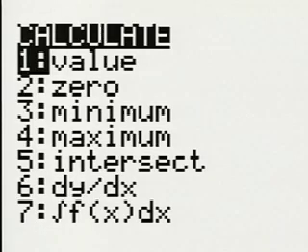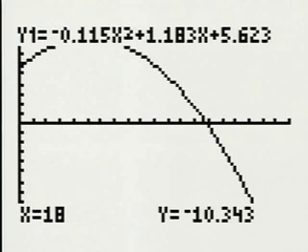Go ahead and graph that again. We can see what's happening with our graph, that it's continuing to go down as time goes on. And we want to find out what the value is in 2010. So we're going to go to our calc menu, and we want the value of the function. So we're going to pick option number 1. In 2010, that corresponds to x equal to 18. So we want to put in x equals 18 and hit enter. You can see that the interest rate in 2010 is predicted to be negative 10.343.